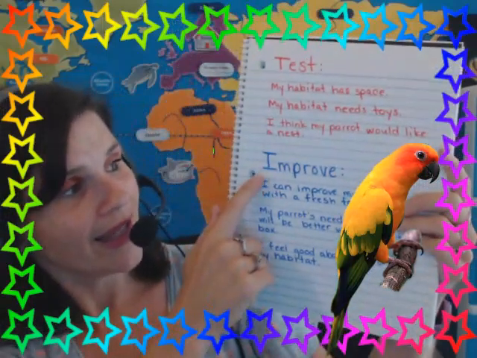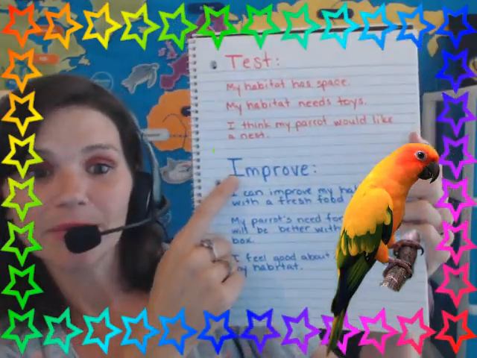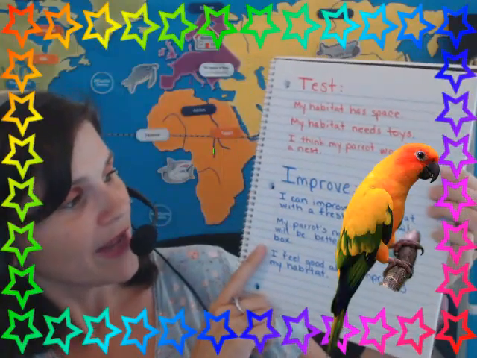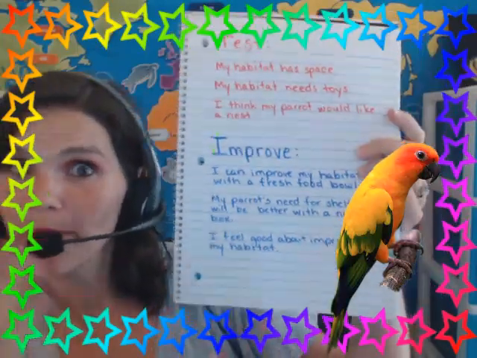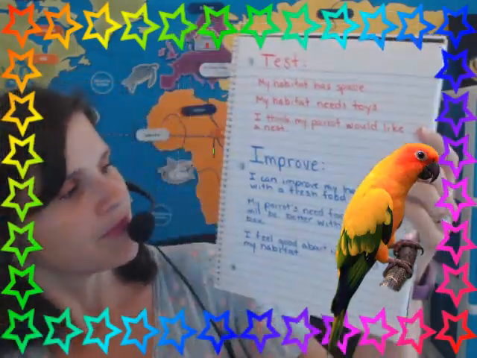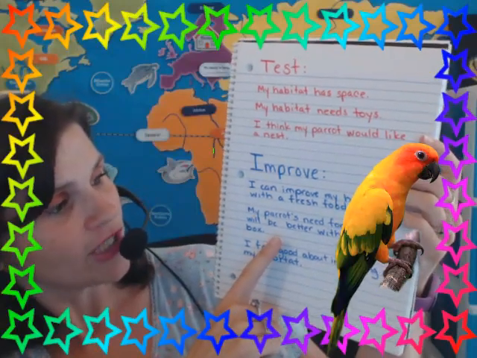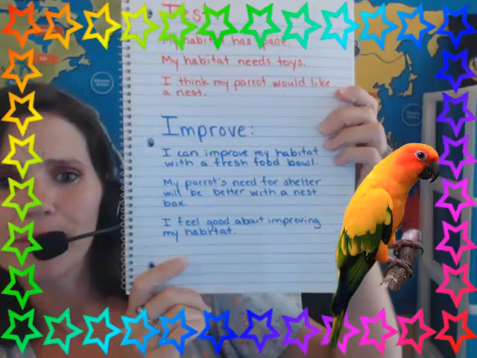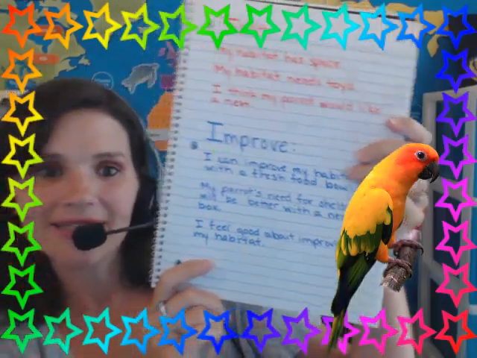So when I thought of those things that needed to be fixed, I thought, how can I improve it? What can I do? I can improve my habitat with a fresh food bowl. Remember, I didn't just want my parrot to have seeds. My parrot's need for shelter will be better with a nest box. And I feel good about improving my habitat for my pet. So those are also some items that I completed in my science journal.